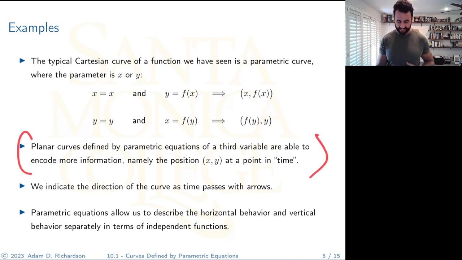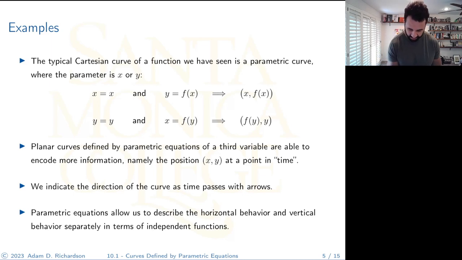So what's nice is this. Planar curves that are defined by parametric equations of a third variable like t, they actually give you more information. In particular, they encode the position of a point at some time. Why is this handy? Because now this gives a directionality to our curves. So we can use arrows to indicate how the curve is being produced over time. So it's like, oh, at this time, the particle is here. And then at this other time, the particle is here. And then at this other time, the particle is here. And then we can say that as time passes, this is how the curve is generated.